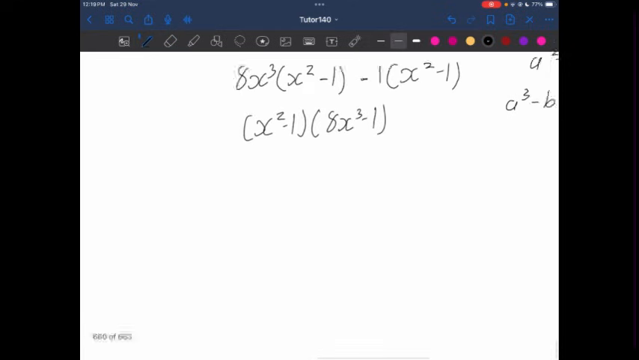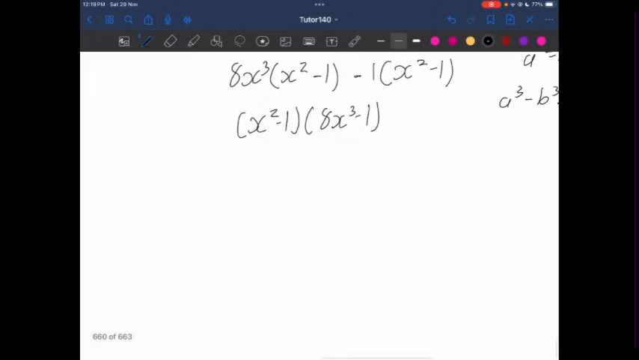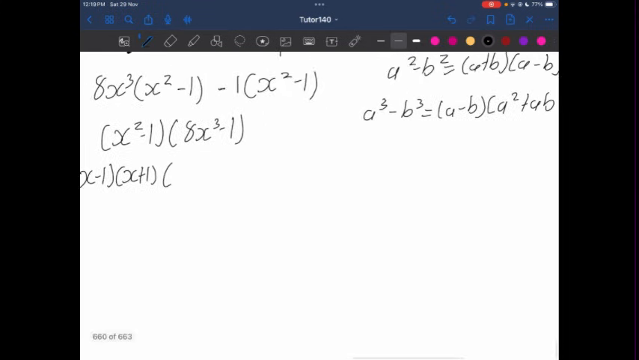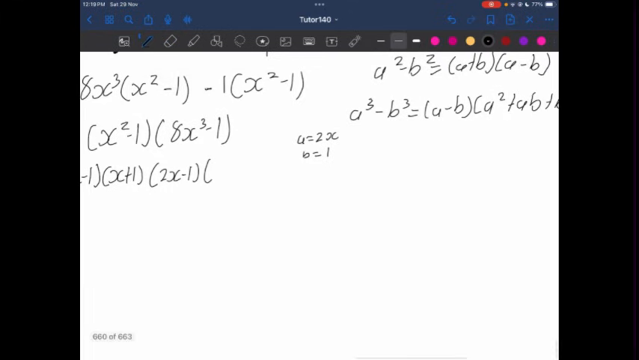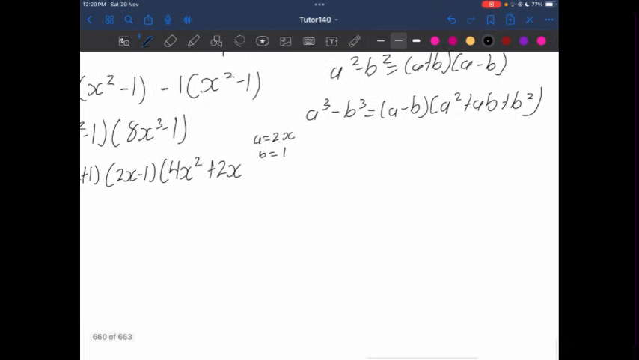So we can factor it, the difference of two cubes. That'd be x minus 1, x plus 1. And then the next one, a is 2x, and then b is just 1. So you just put 2x minus 1. A squared is 2x squared, that's 4x squared, plus ab, plus 2x, plus b squared, plus 1.